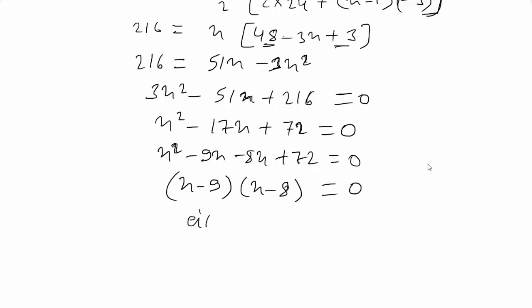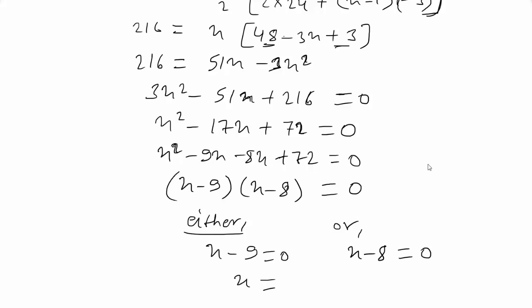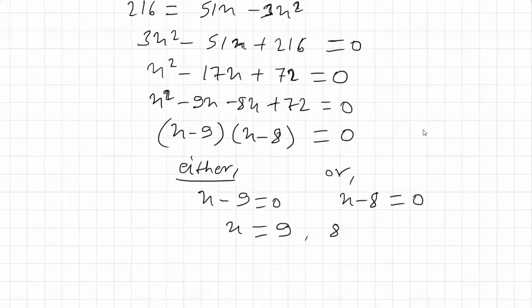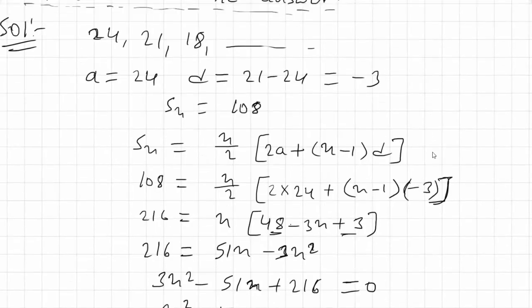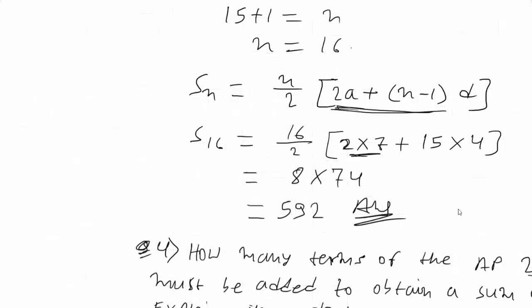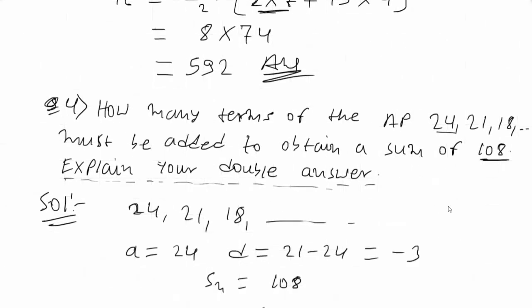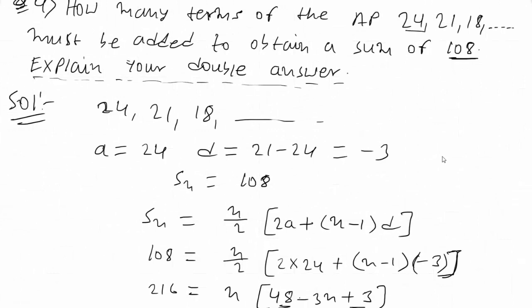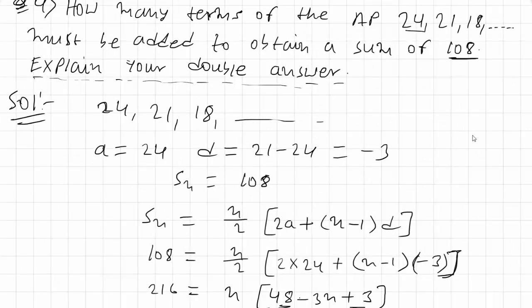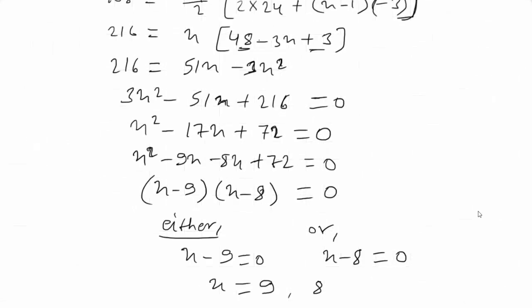So either this is 0 or this is 0. So n is either 9 or 8. So we are getting two values of n. Means whether we add 9 terms or 8 terms, it does not matter, the sum is going to be 108. How is that possible? Let's see how is that possible.